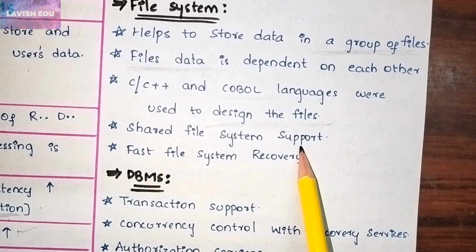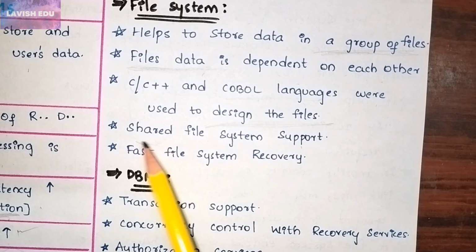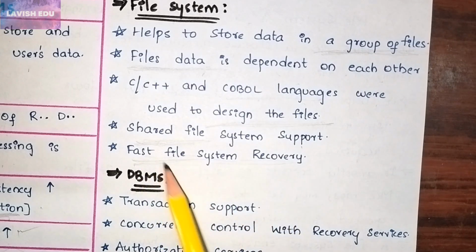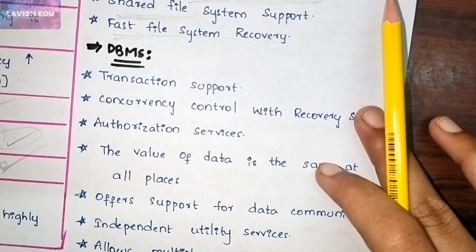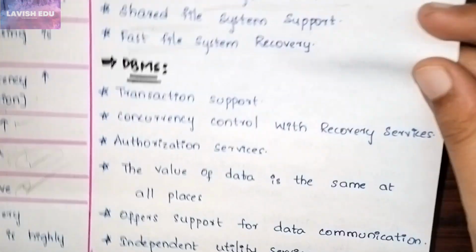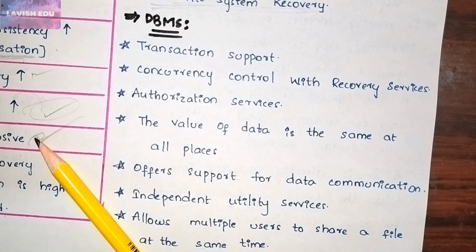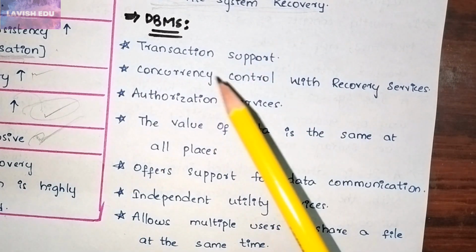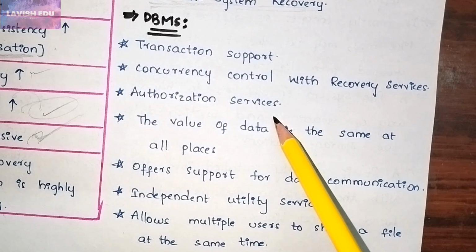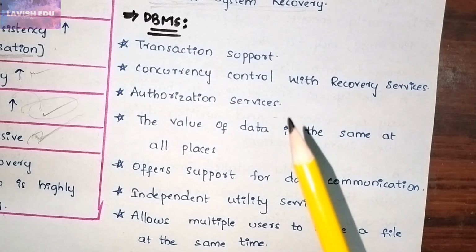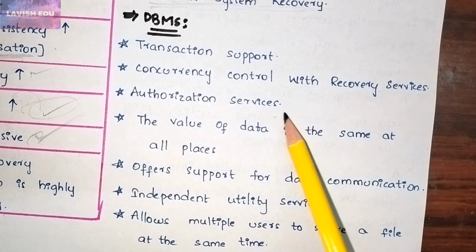And shared file support, that is, sharing of files is supported here. Fast file system recovery, no file system recovery is supported here. And in DBMS, that is database management system, transaction support and concurrency control with recovery services. That is, suppose a transaction occurs but fails, and the concurrency mechanism helps us in recovering the services, and transaction concepts are easily maintained. And authorization services, in the sense, it will allow only specific users to go through that data, and it won't allow the users who are not meant for the data.